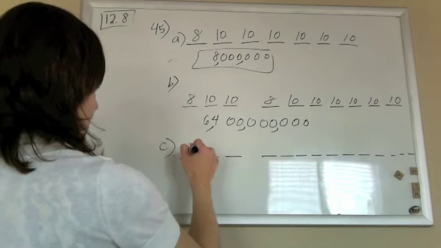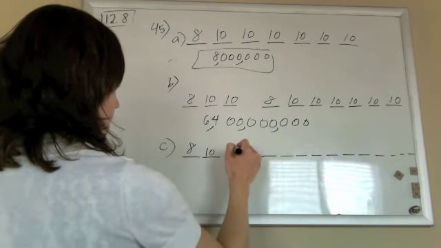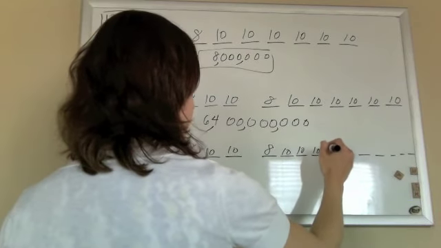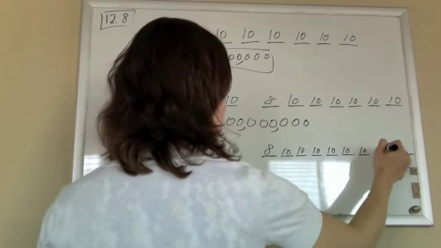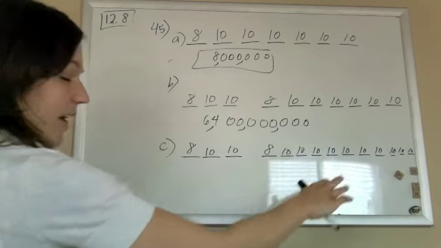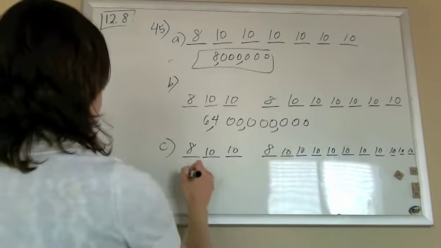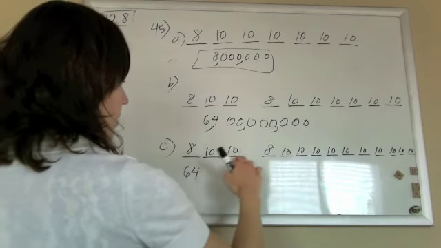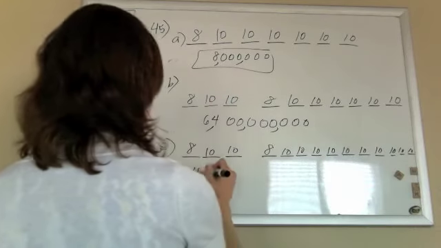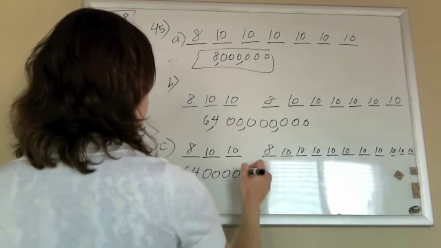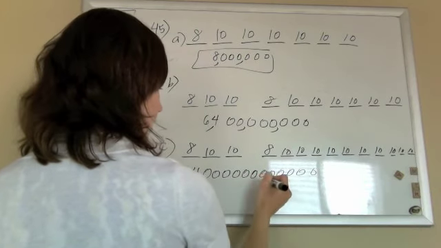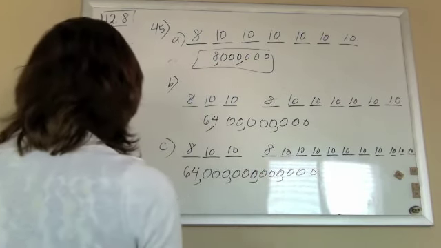And same restrictions, this guy can't be a 0 or 1, this guy can't be a 0 or 1, but these can be whatever they want. So multiplying all of that together, you get 64 with 1, 2, 3, 4, 5, 6, 7, 8, 9, 10, 11, 12 zeros. That's a lot of digits.